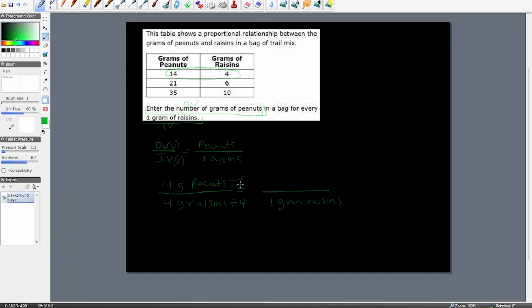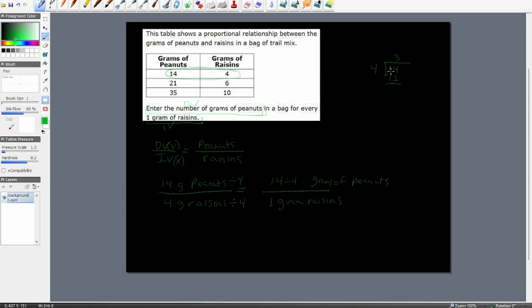Then 14 divided by 4. You're going to need to do some long division for that. 14 divided by 4. Just write that right here, 14 by 4 grams of peanuts. And I'm going to solve that. It's 14 inside the house. 14 divided by 4. 4 does not go into 1, so we'll go to the next digit. 4 goes into 14 3 times. 3 times 4 is 12.